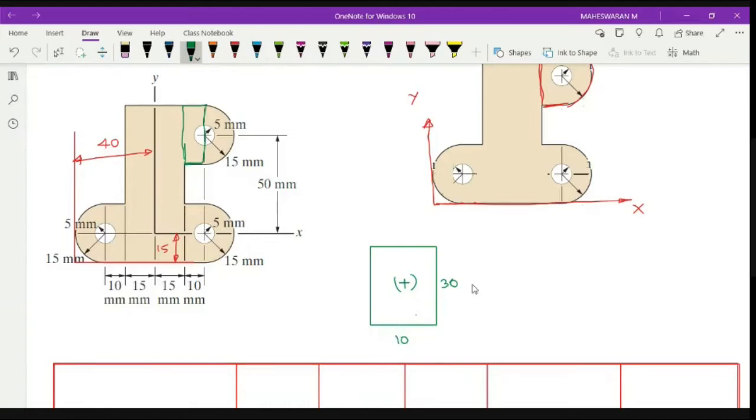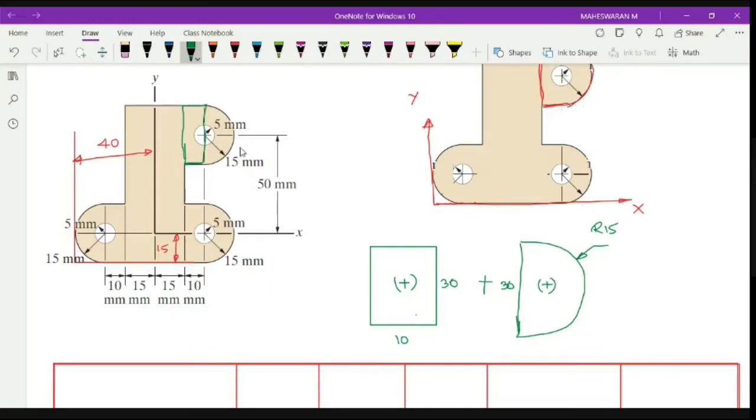Next, I am going to add a semicircle. So you have a semicircle like this. This is my semicircle. Again, the dimension for this semicircle is also a positive value. And for this semicircle, your base is 30, and of course, the radius is 15.